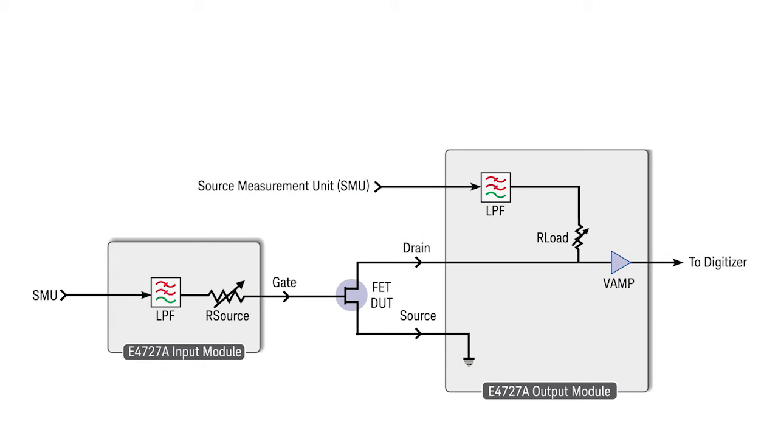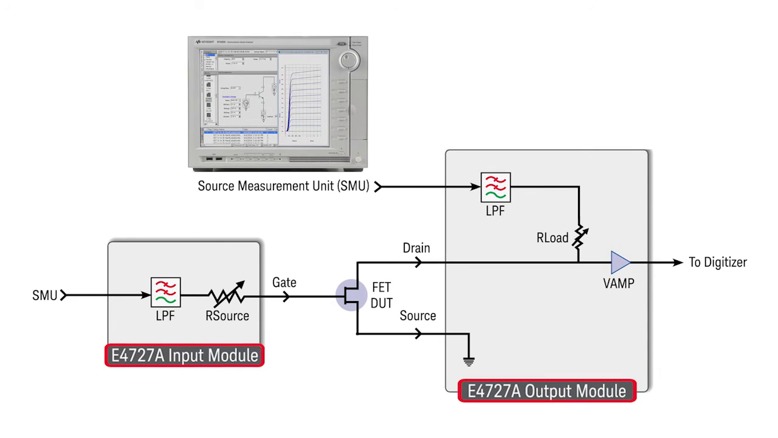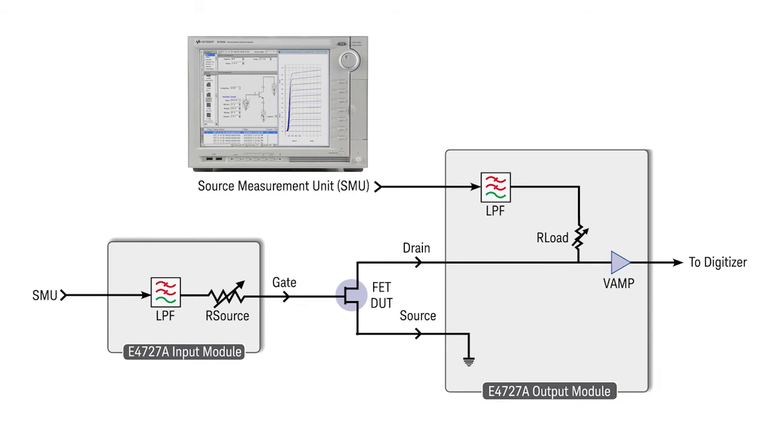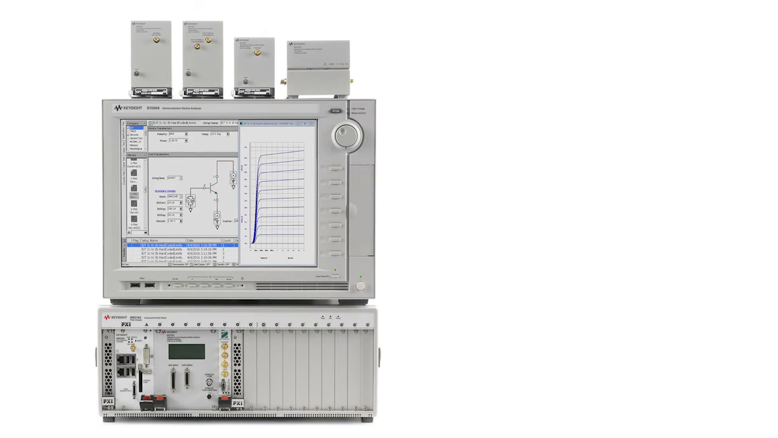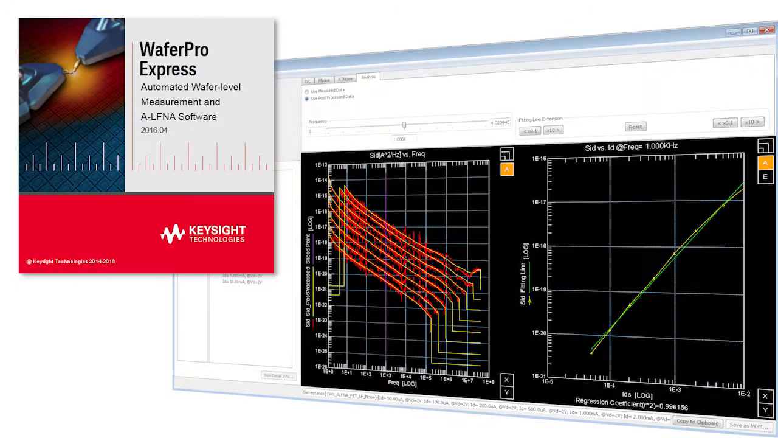DC bias to the device under test is supplied by semiconductor device parameter analyzers and filtered for noise reduction through the E4727A modules. The E4727A has qualified and supports a number of semiconductor device parameter analyzers from Keysight, such as the B1500A. The graphical user interface-based software of the E4727A provides full automation for high throughput and a rich set of utilities for ease of use.